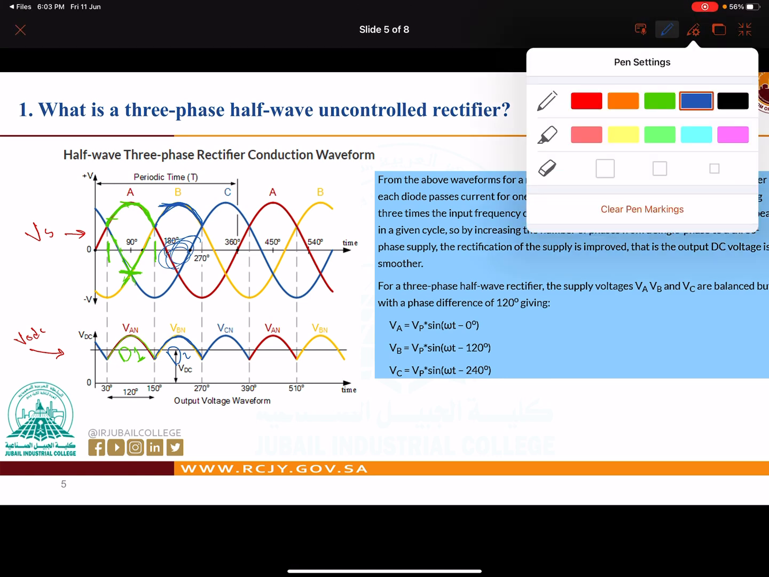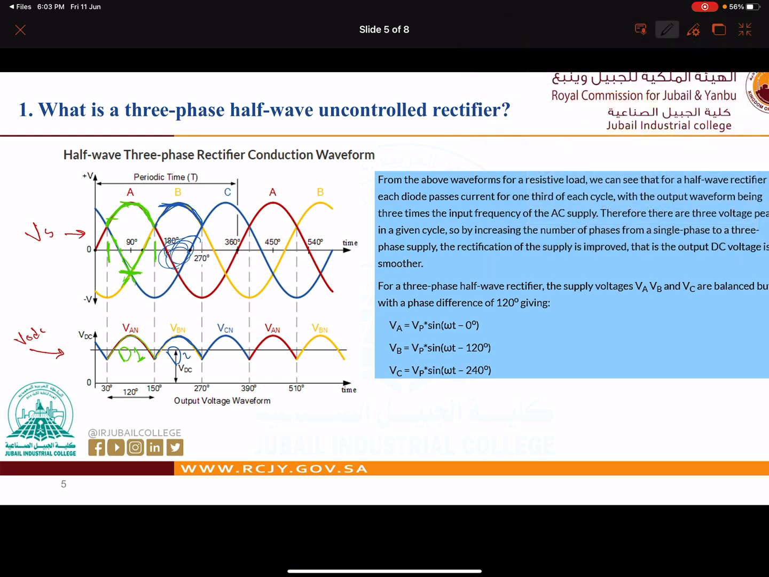Now for the third one, we know that D3 is working when VC is bigger than VA and VB, and we know in this part that VC is bigger than VA and VB. So D3 is working at this part. So this is our three-phase output. Now this is the output voltage VDC.